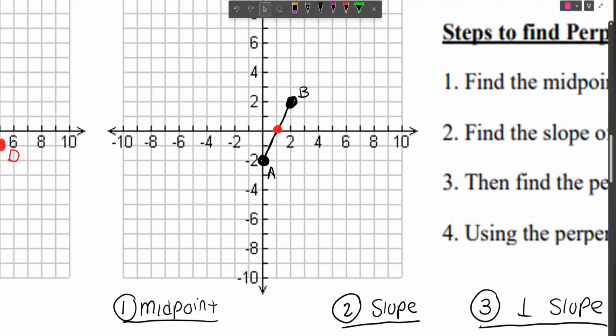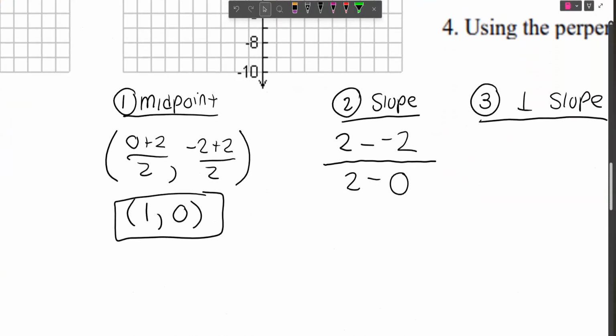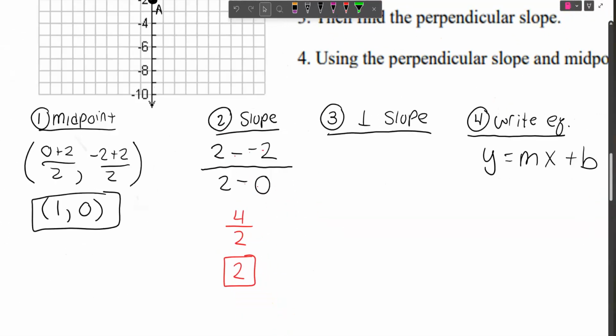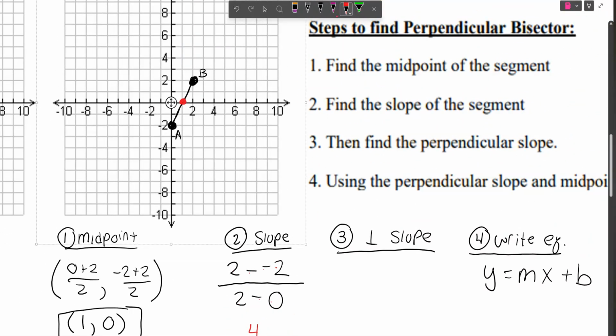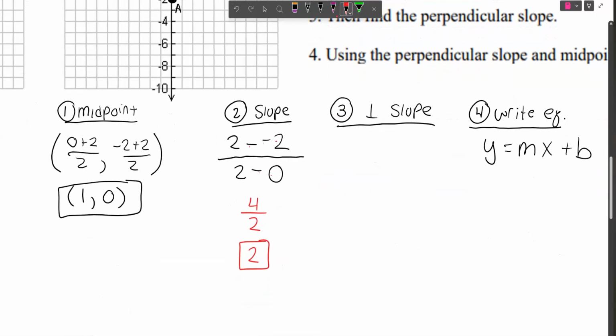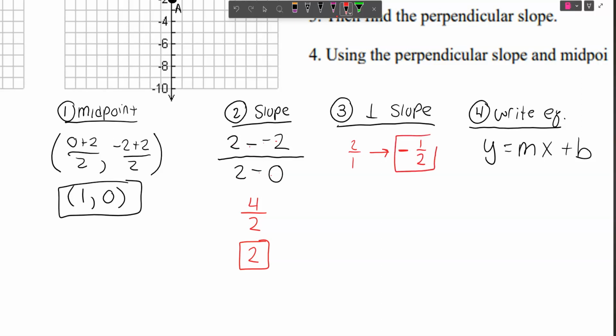Next thing I want to do is find the slope of AB. So we're finding the slope of AB first, and then we'll do the perpendicular next. 2 minus -2 is really 2 plus 2, 4. 2 minus 0 is 2. Therefore, the slope of the segment I have on there is 2, which you can confirm if you count rise over run. Now, the perpendicular slope, as we remember, is going to be the opposite reciprocal. So 2 over 1 becomes the opposite sign, negative, and flip the fraction, 1/2. So the slope that I'm looking for here is -1 over 2.